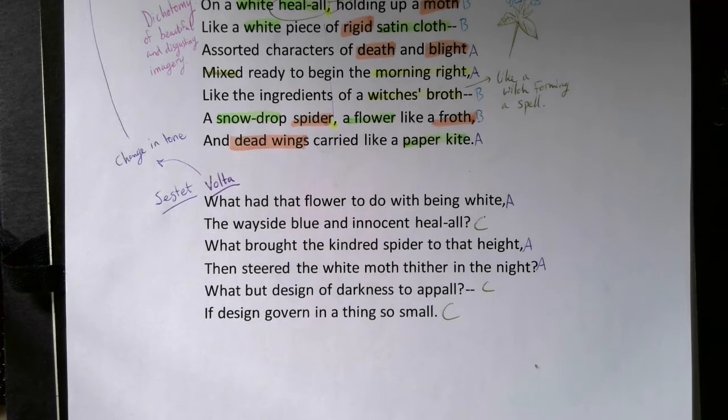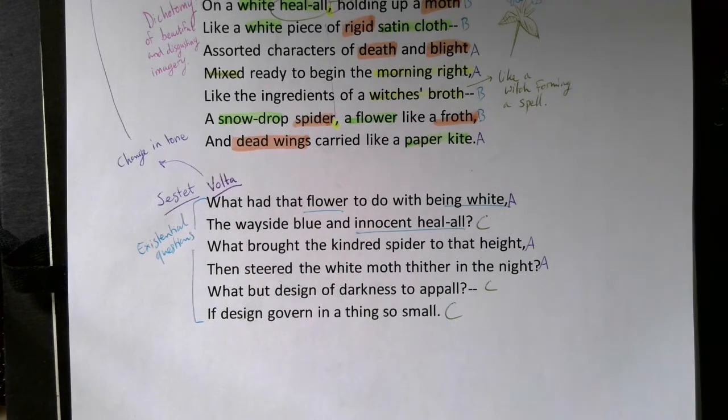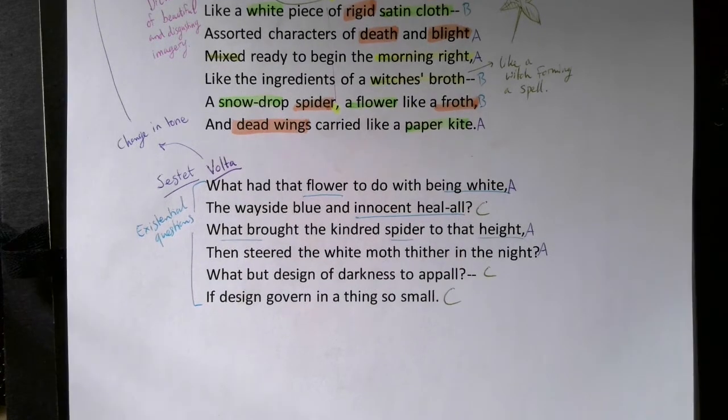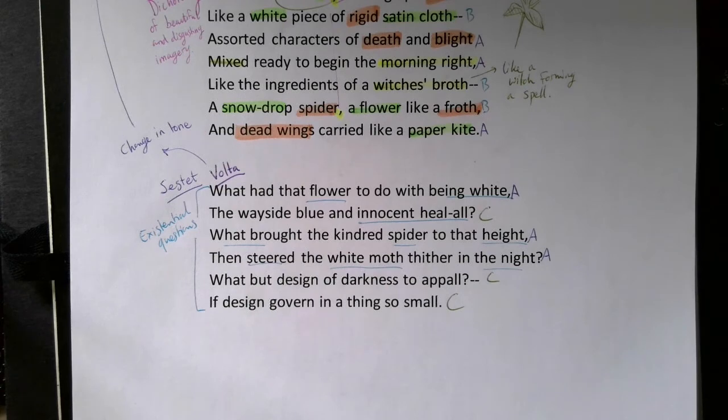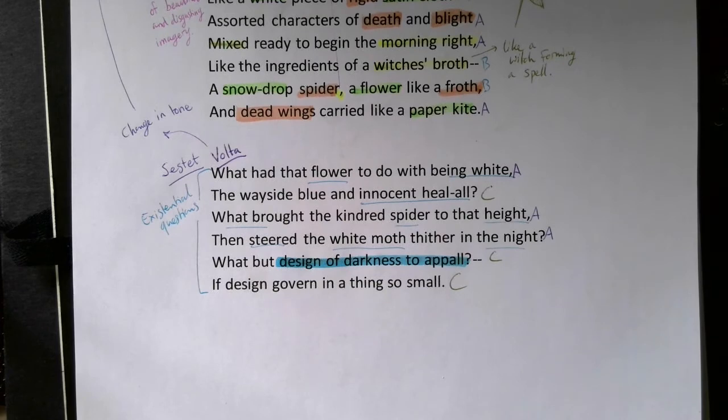Here Frost asks a series of existential questions, or why does this happen? Why does this exist? Why is the flower white and blue and innocent? What brought the spider up on top of that flower? What made the moth go all the way up there to be only snared and caught by a spider? But what design of darkness to appall?